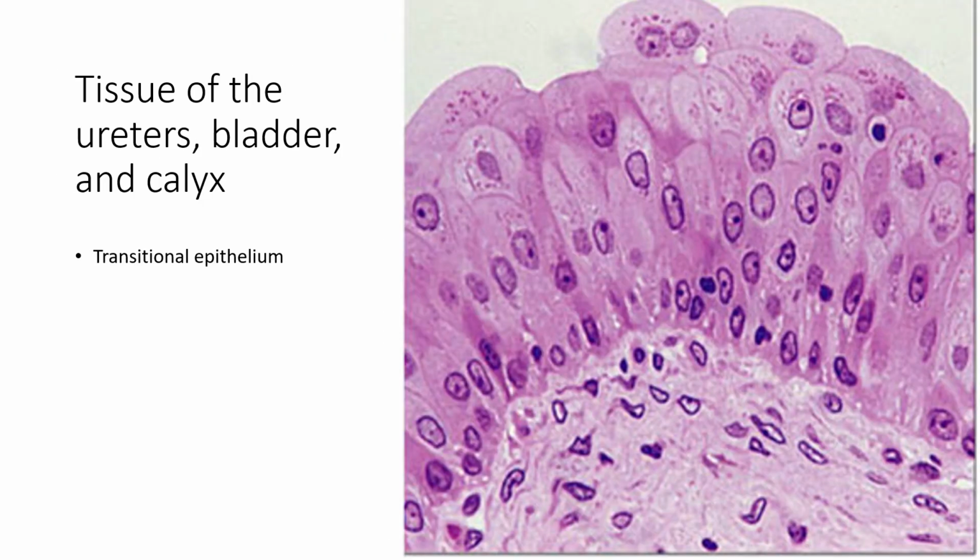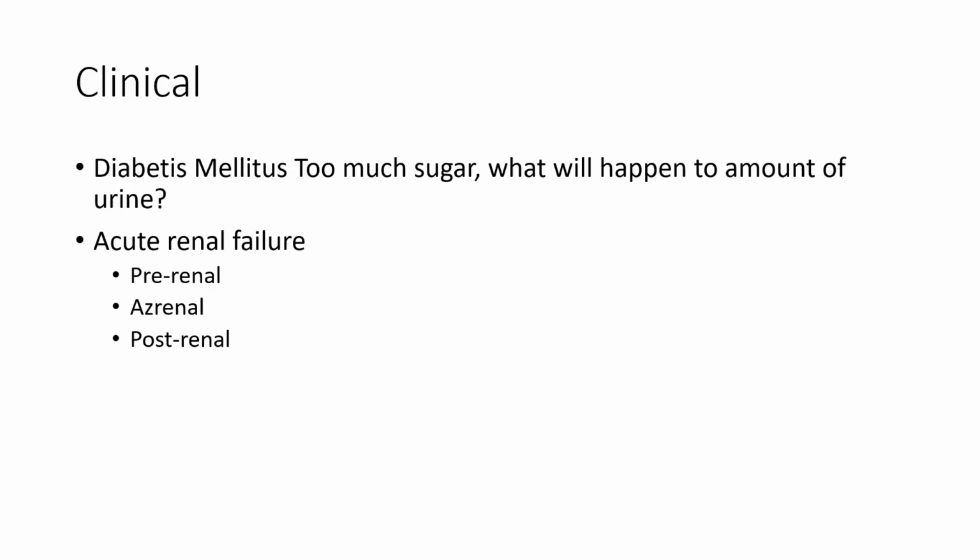Now, in the bladder, you do have the smooth muscle, but you also have this tissue called the transitional epithelium. And what you notice is the cells kind of look like every type of cell you can think of. The thing that happens in the bladder and ureters and calyces is they're constantly being stretched and recoiled, and so you have a specialized tissue which allows that to occur.